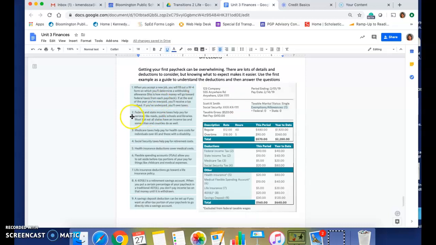Okay, so number two is your federal and state income taxes, and you can see those right here in the deductions. Three is your Medicare tax. Four is your Social Security, and you can see those right here as well. Those are deductions. And then you have other things. If you have health insurance or a flex spending, maybe life insurance or a retirement plan that you're saving for, all of those things can be found right over here. And this side gives you the definition and why we do those things.